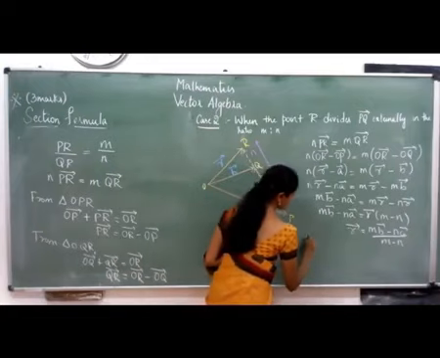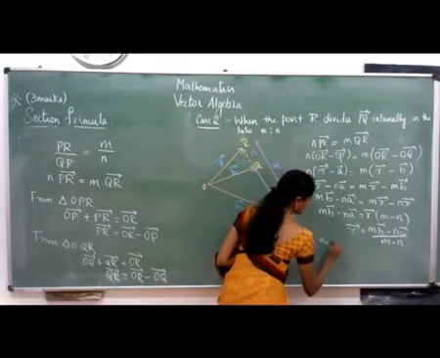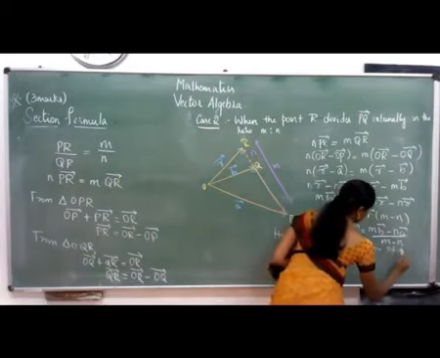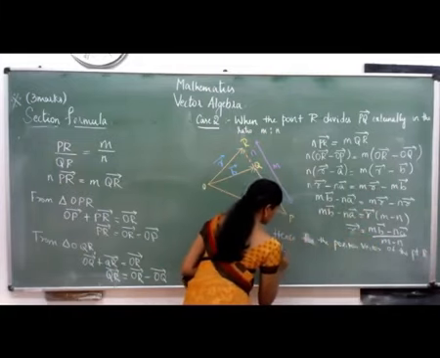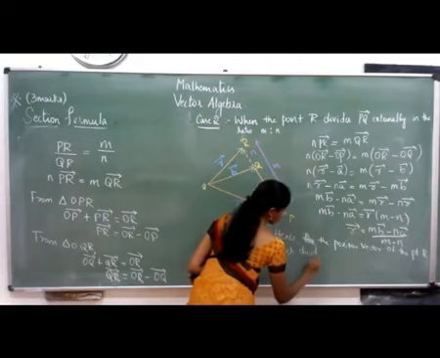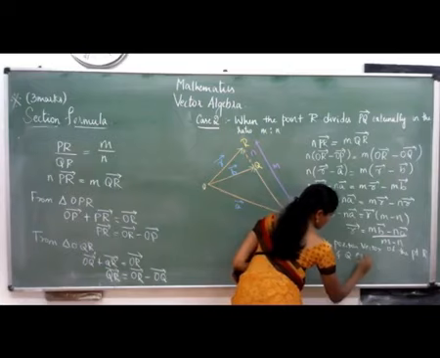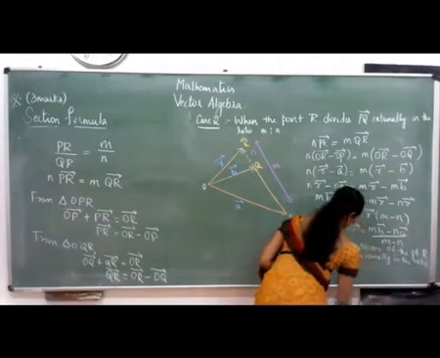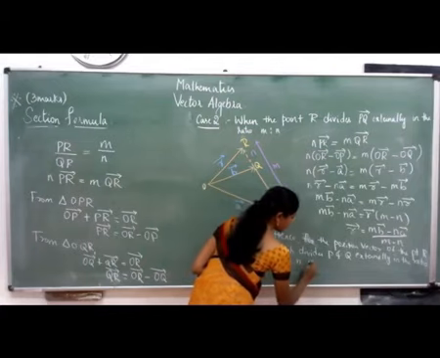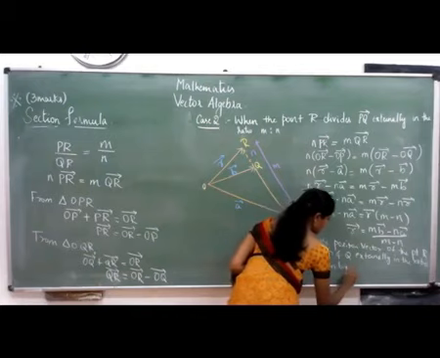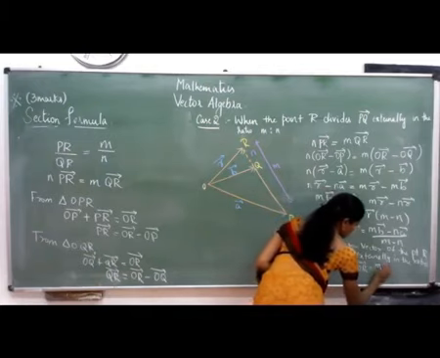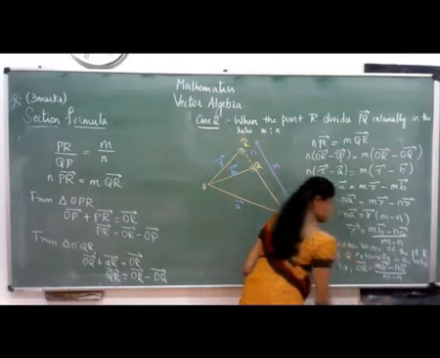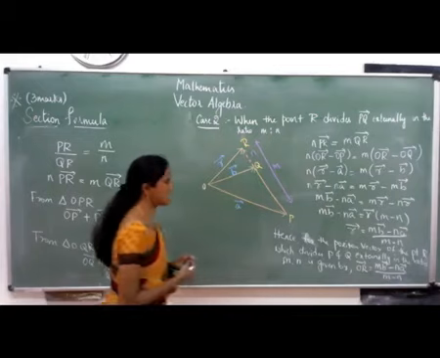Hence, the position vector of point R which divides P and Q externally in the ratio m is to n is given by vector OR is equal to m into vector B bar minus n into vector A bar divided by m minus n.